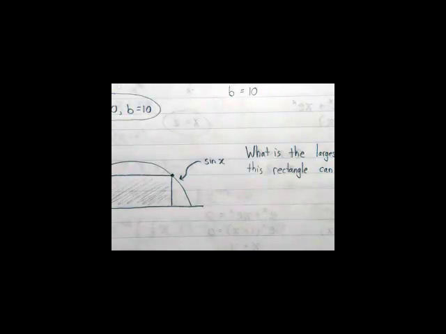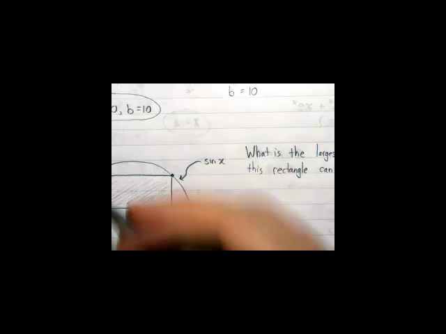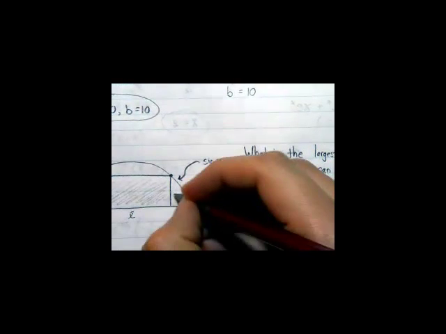Okay, so let's start with, what are we trying to maximize here? Area. Okay, and it's a rectangle, right? You guys can all find the area of a rectangle. How do you find the area of a rectangle? Length times width. Okay, so let's say this is our length, this is our width.